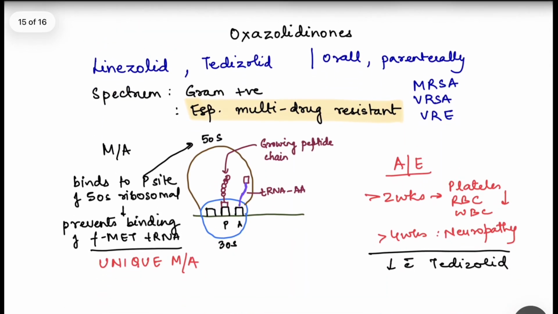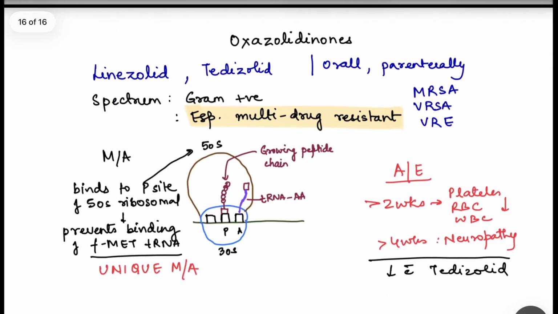So there are better drugs now and in fact they are the ones which are being used for your multi-drug resistant bacteria and these are oxazolidinones. Okay, and this includes linezolid and tedizolid. These are also protein synthesis inhibitors. However, their mechanism of action is very unique as compared to the macrolides, lincosamides and streptogramins.